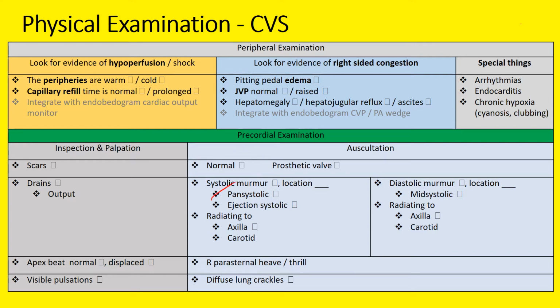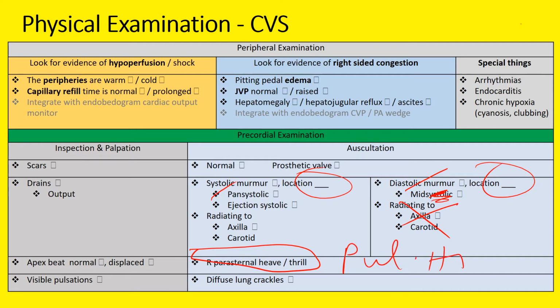And then you talk about systolic murmur versus diastolic murmur, and for each of these things you'll talk about where it's heard best, whether it's pansystolic, ejection systolic, or mid systolic, or mid diastolic, not mid systolic. And then you look for whether it's radiating to the axilla or the carotid. Then you always feel for a parasternal heave and thrill, and this is for pulmonary hypertension. And then you auscultate for left heart failure for diffuse lung crackles. Okay, that's how you do the CVS examination.